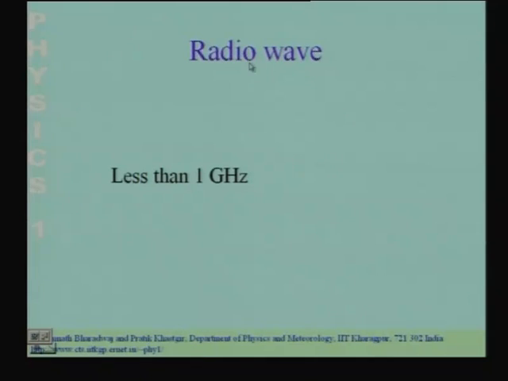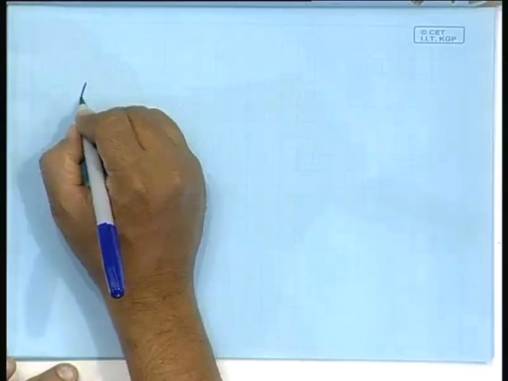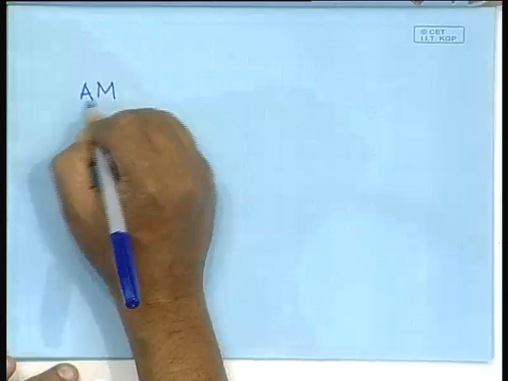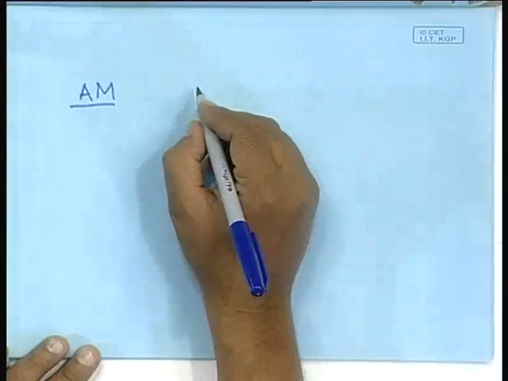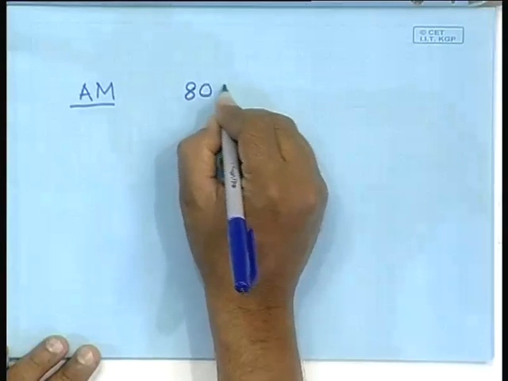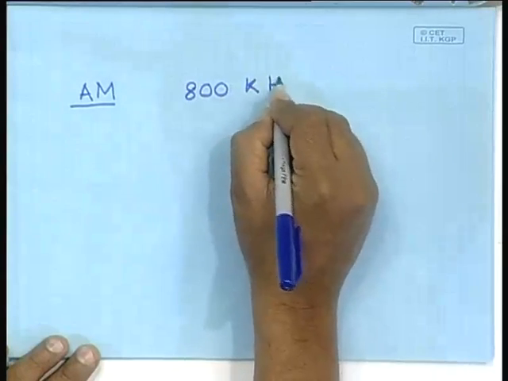So, radio waves, we have encountered them, I am sure. All of you must have heard the radio sometime or the other, and the AM radio transmission, about which we shall study a little bit more later on as we go along. The AM amplitude modulation radio transmission is usually in hundreds of kilohertz to 1 megahertz, so maybe 800, 900 kilohertz to 1 megahertz.